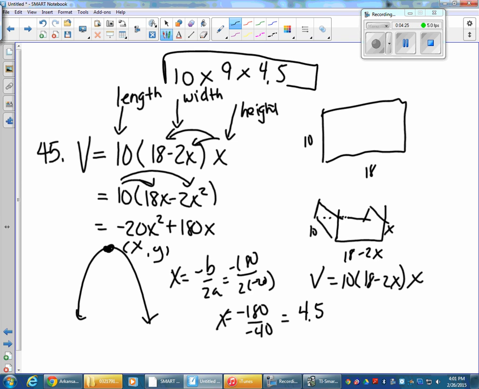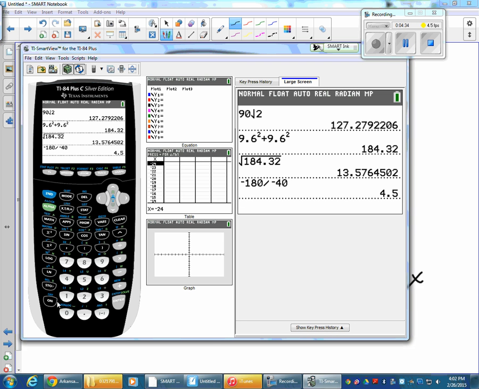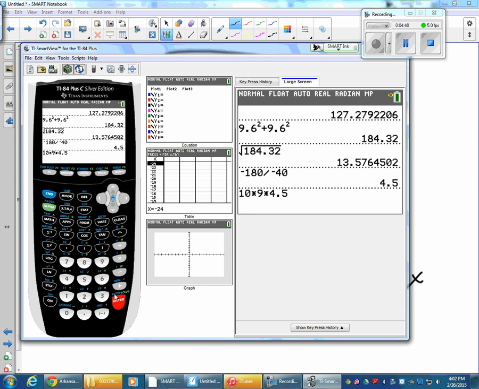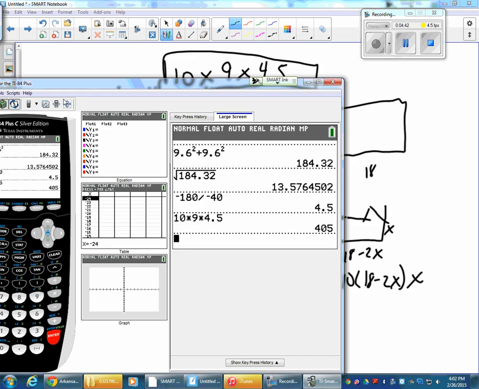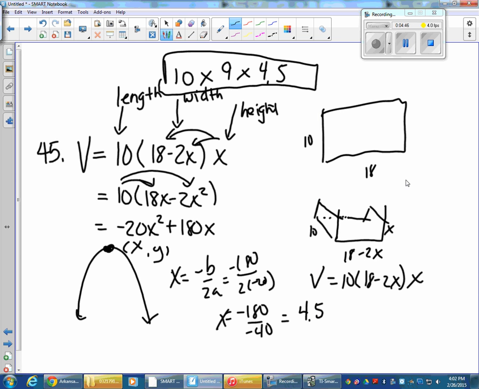And to figure out what that volume is, if your question asks that, you just take your calculator and multiply 10 times 9 times 4.5. And you get 405 is the biggest volume that you could get for a 10 by 18 piece of paper. All right, 46.